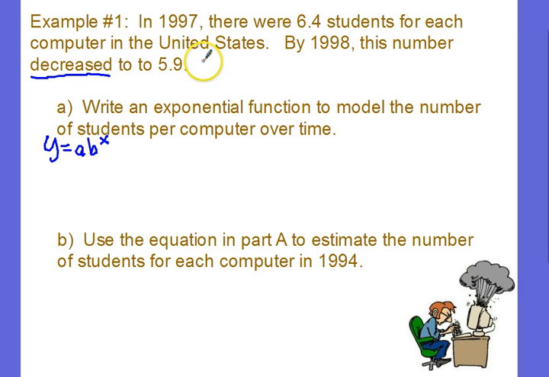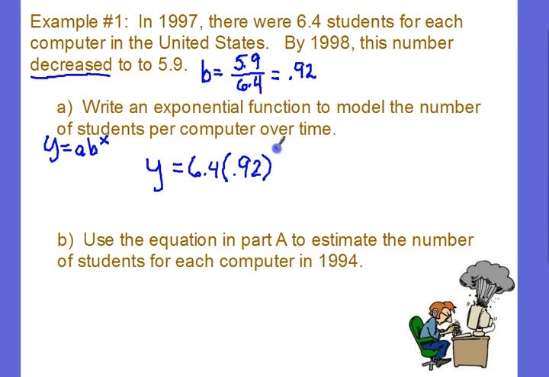So here's our decay factor. I'm going to write that as b is equal to, because that's going to go in here, 5.9 divided by 6.4. You can go ahead and do that on your calculator, but you actually get about 0.92. So that's going to go in for b, and since it's written from a 1997 standpoint, our initial value is 6.4, and that's decreasing down to 5.9. So our equation is going to be y equals 6.4 times 0.92 to the x.